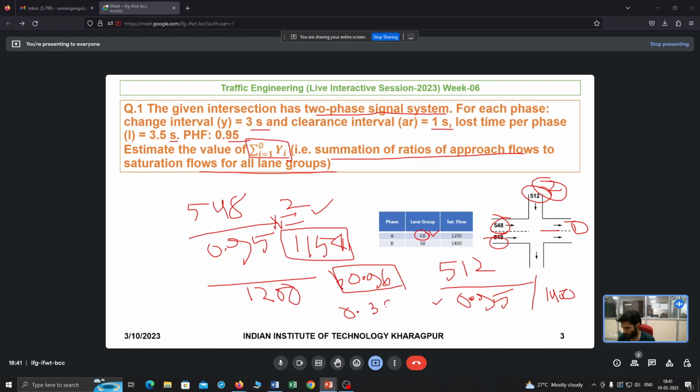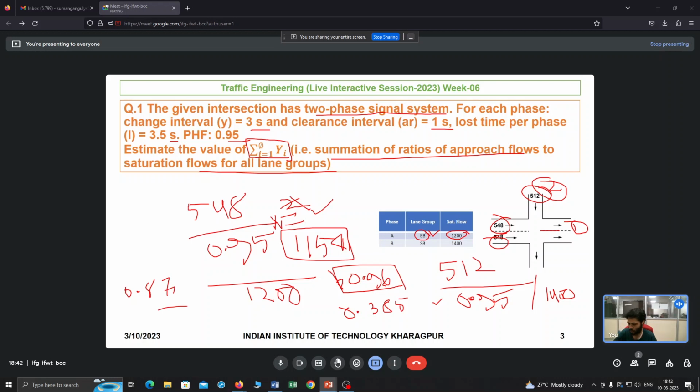But this should not be greater than 1. That means it is per lane. If it is so, then we do not have to do this. That means our volume calculation will change to 576 by 1200, 0.48 plus 0.385 plus 0.385. So 0.86 or 87, like that.